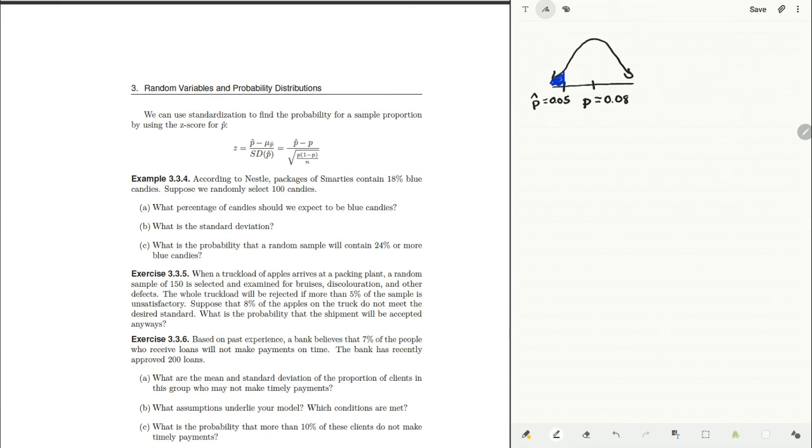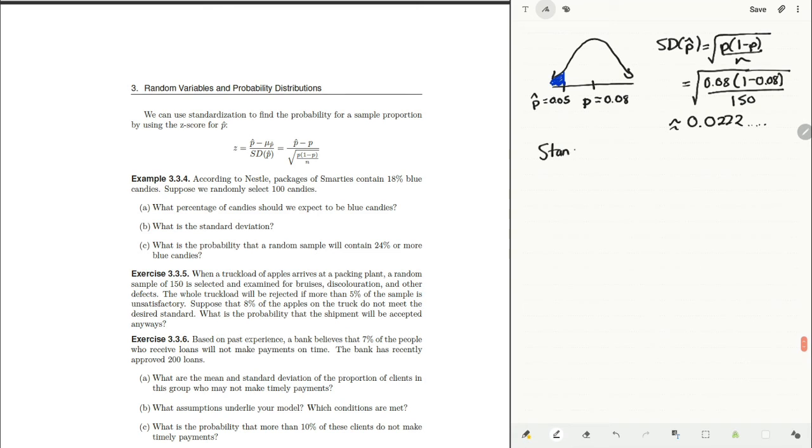So let's first find the standard deviation of this sampling distribution model, which was the square root of p times 1 minus p divided by n. So p was 0.08, and our sample size is 150. So the standard deviation is the square root of 0.08 times 1 minus 0.08 all over 150. And this will give us approximately 0.0222 and so on. So you want to keep as many decimal places as you can for the standard deviation.